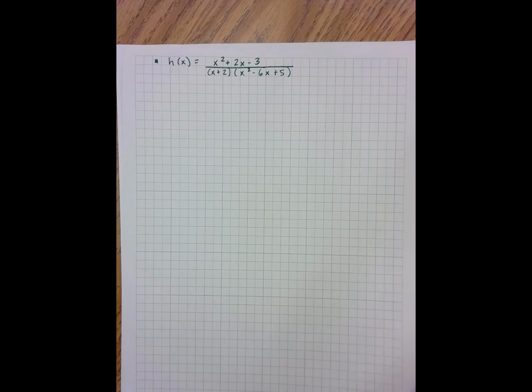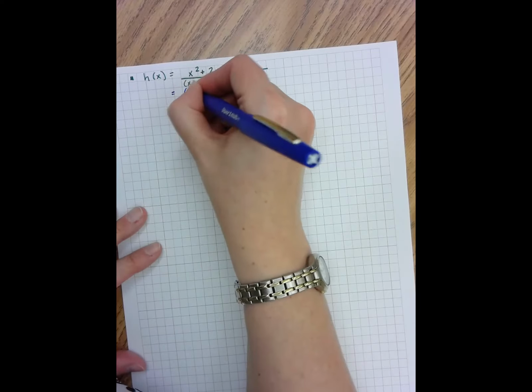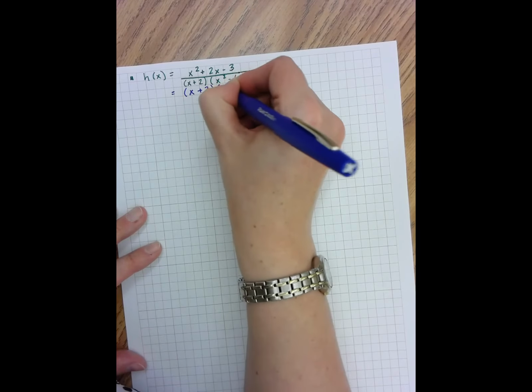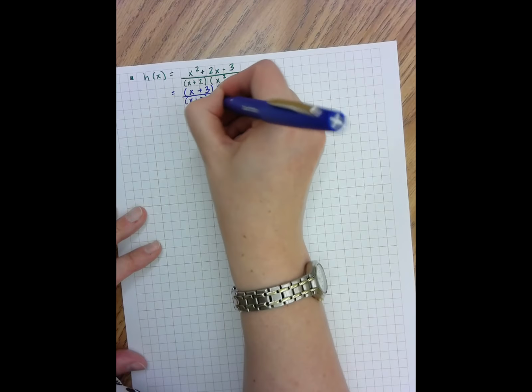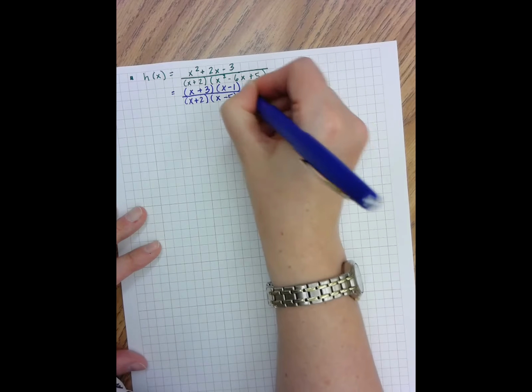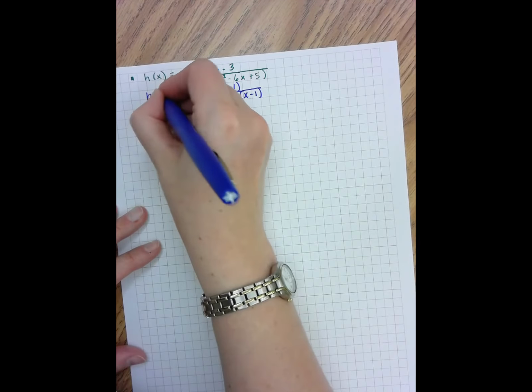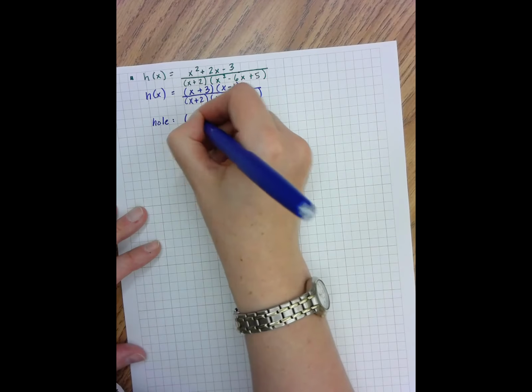Let's look at a second example. In this example, we do not have an improper fraction. So there's no slant asymptote. So I'm going to start off by factoring this. X plus 3, x minus 1, all over x plus 2, x minus 5, x minus 1. So right away I see I have a hole. And my hole happens at +1.